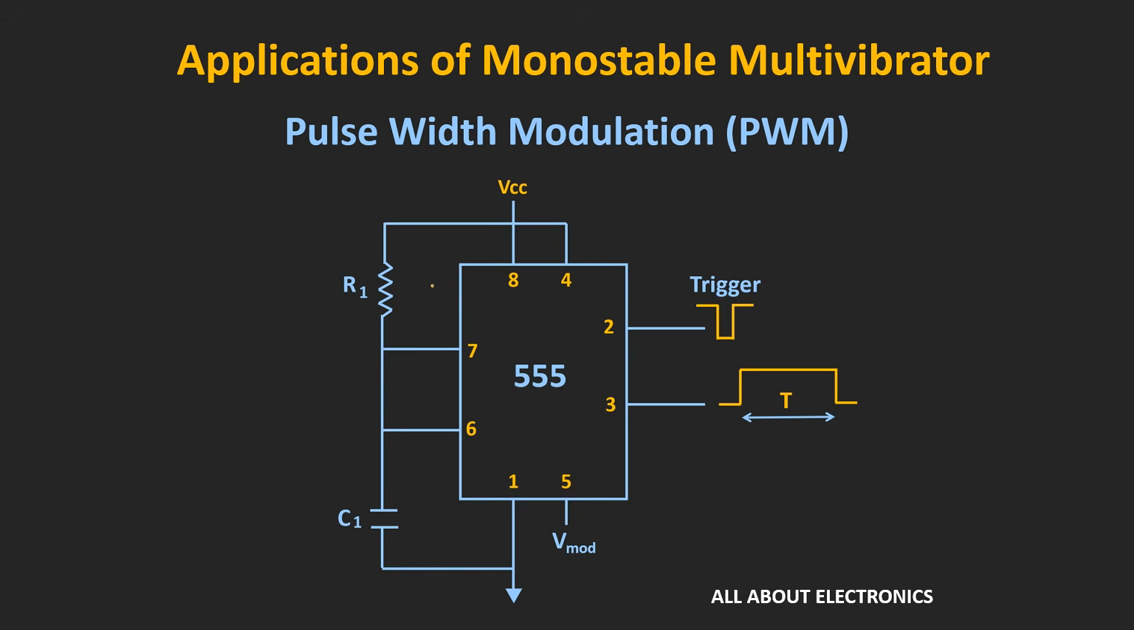Apart from that, this monostable multivibrator can be used for pulse width modulation. Now, so far in our discussion, we have only used the internal reference voltage. But suppose we use this control pin and apply a modulating signal at this control pin, then it is possible to generate the pulse width modulated output. Because in that case, the reference voltage will continuously change based on this modulating signal, and depending upon that, the output pulse width will continuously change. So in this way, we can also generate the PWM output.